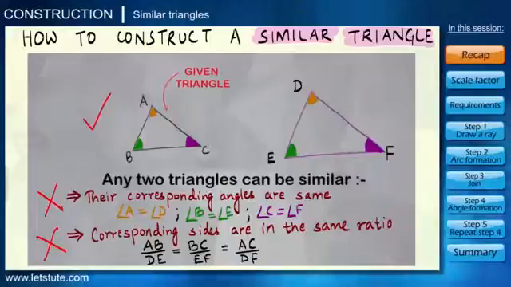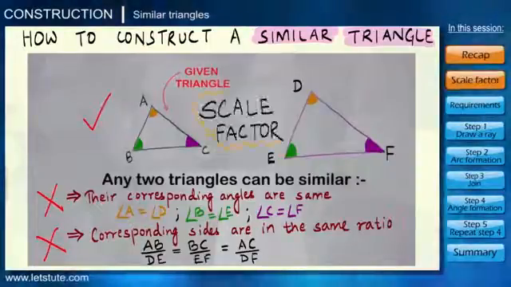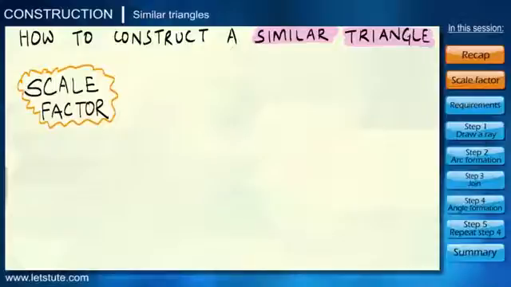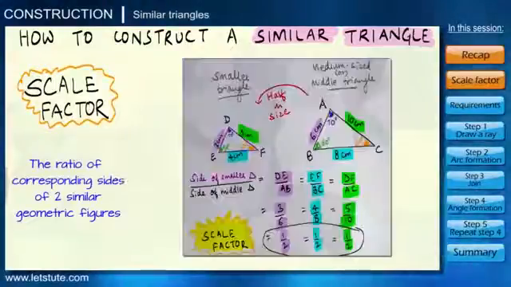And we also know something called a scale factor. Now, what is a scale factor? It is a ratio that gives us an idea about how big or how small a triangle has to be.